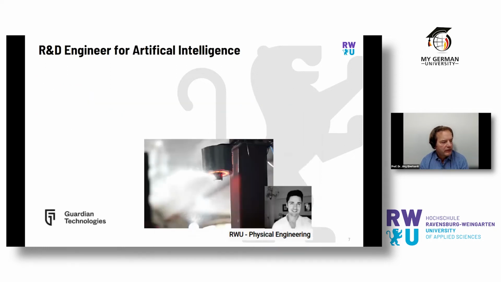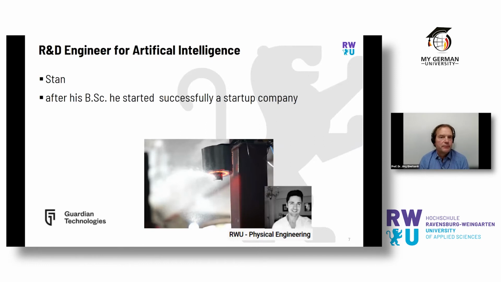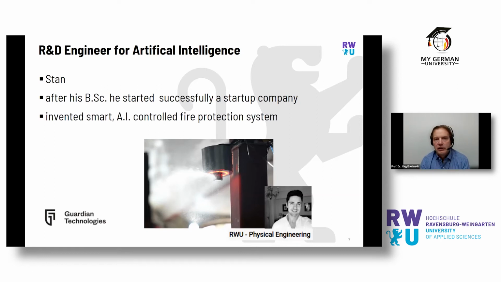Another example is Stan. He works in the area of artificial intelligence. After his Bachelor of Science in Physical Engineering, he decided to start a startup company, and he invented a smart AI-controlled fire protection system. This company was founded 1.5 years ago, and it's called Guardian Technologies. So Stan is now working in the area of artificial intelligence. All these are examples of future careers after completing this physical engineering course.